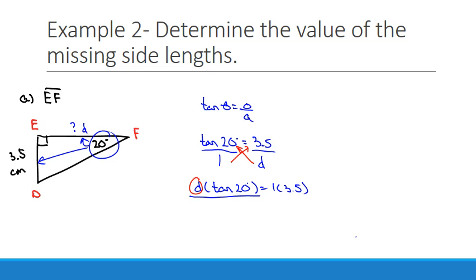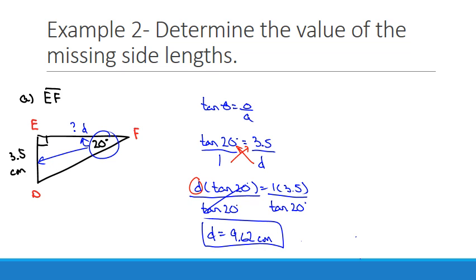Why am I dividing? Because right now it's D times tan 20. To move something to the opposite side, I must perform the opposite operation. So tan 20, tan 20, D equals 9.62. And that is centimeters again. So when your variable's on the bottom, you're going to have this extra division step, but it's division every time. So again, that's not too difficult.